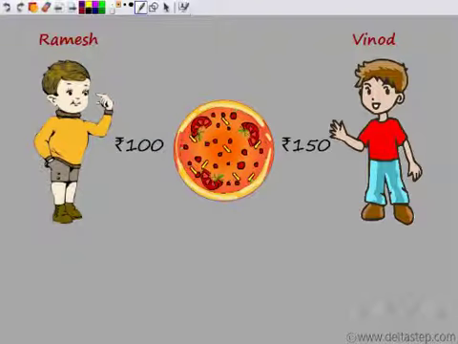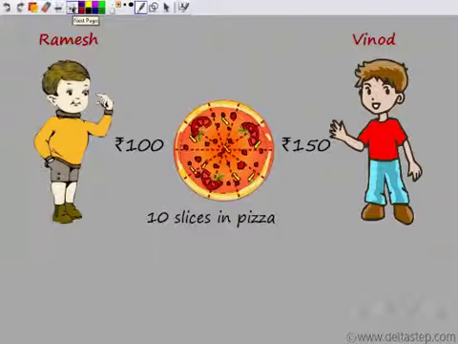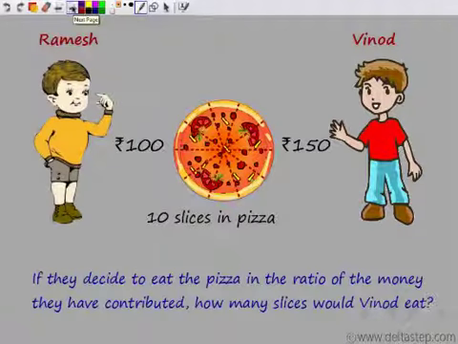Ramesh and Vinod, both of them, go to a pizza corner to buy a pizza. Now the pizza costs 250 rupees. So Ramesh gives 100 rupees, whereas Vinod contributes 150 rupees. The pizza was served in 10 slices. What they decide is that both of them will have the pizza in the ratio of the money they have contributed for the pizza. So now, can you tell me how many slices Vinod would get?